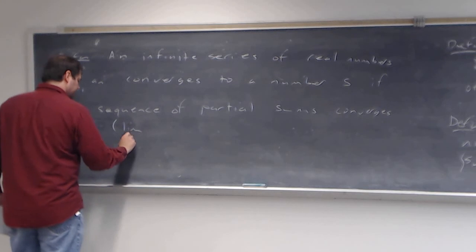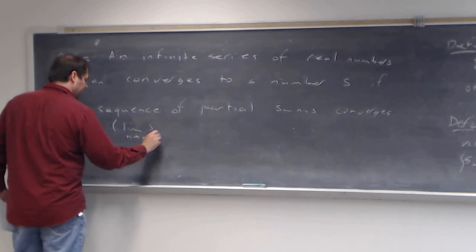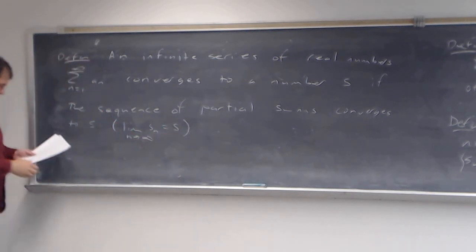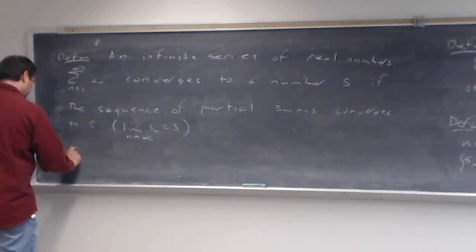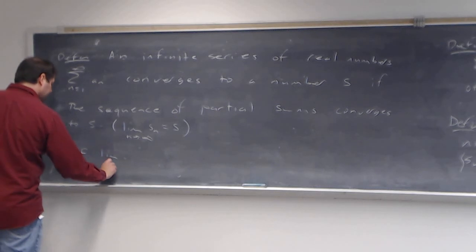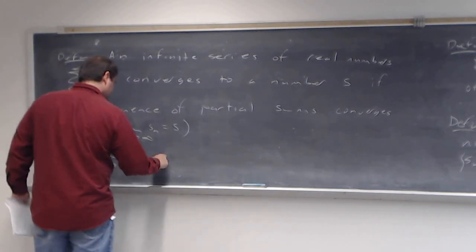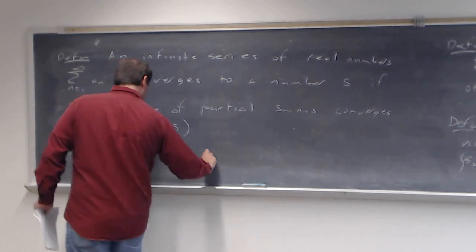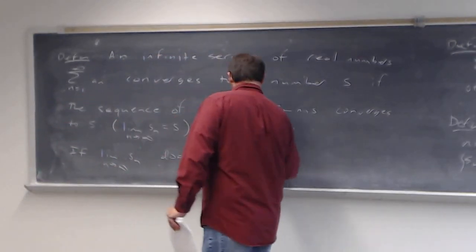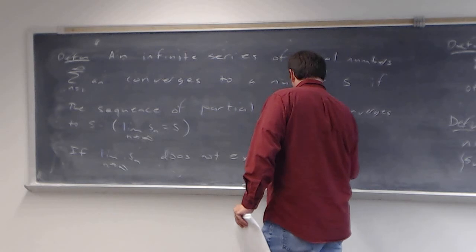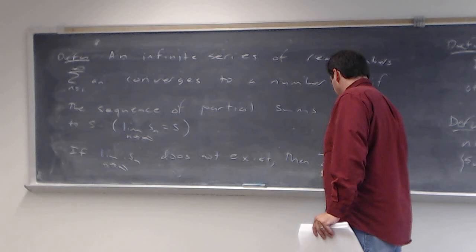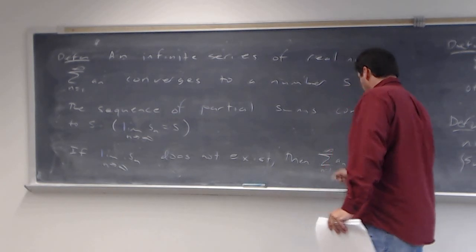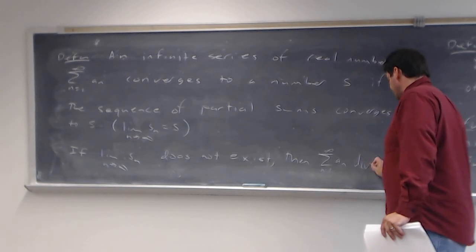Saying that the limit as n goes to infinity of s of n equals this number s. If the limit as n goes to infinity of s of n does not exist, so if the sequence of partial sums does not converge, then we say that this sum, from which we got the sequence of partial sums, diverges.